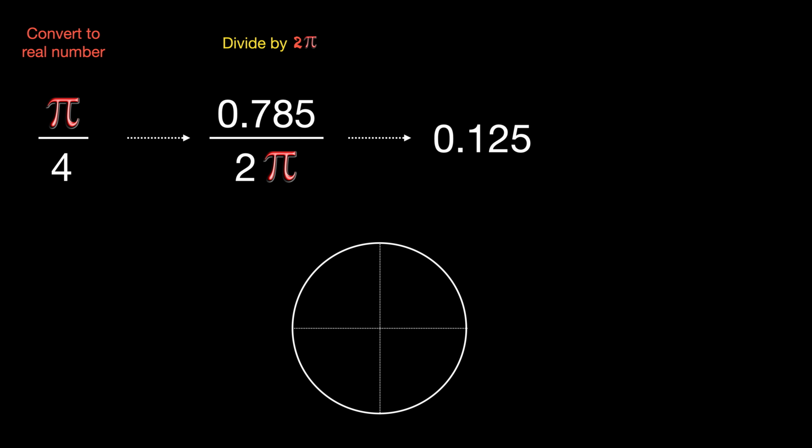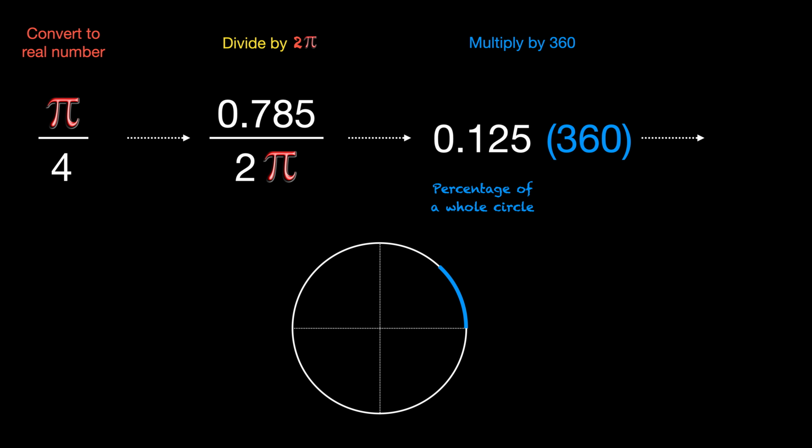0.125. It is important to understand that 0.125 is the percentage of a whole circle. That's essentially saying this is 12.5% of an entire circle right there. We'll draw it so you can see that visual. Now what we're going to do is multiply that by 360. Essentially we're multiplying 12.5% by 360, and that is going to give us our answer of 45 degrees. And that is how you convert radians to degrees.